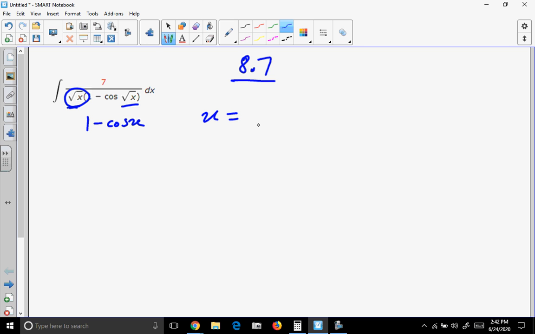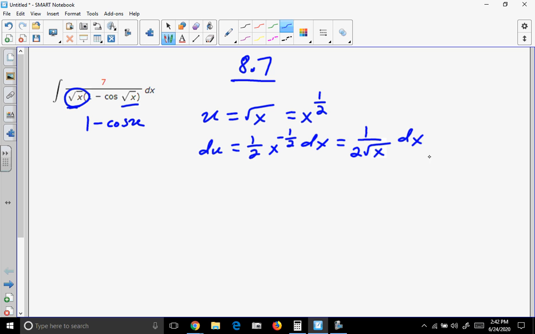Well, just out of curiosity, let's see what's going to happen if u is the square root of x, which is x to the 1/2. That would make du 1/2 x to the negative 1/2 dx, or 1 over 2 square roots of x dx. So really, that square root of x is part of our du. We actually need a 2 to go with that on bottom and a 2 to go on top out front. We can also pull that 7 out front as well.